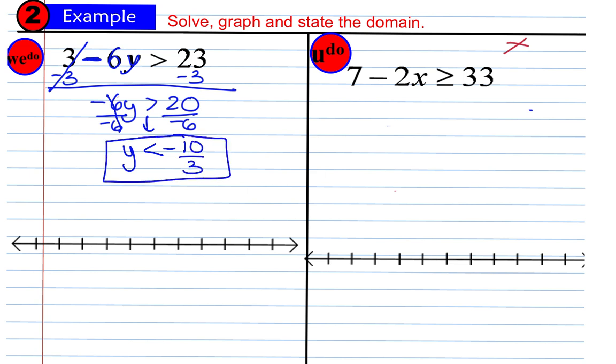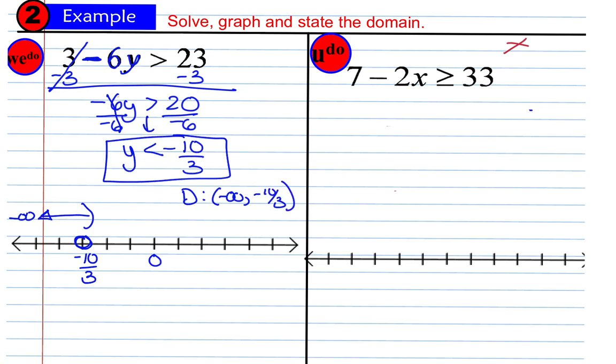So you put 0 here, and we know negative 10 thirds is somewhere over here. And we know it's an open circle, and y is less than. All the numbers that are less than are on the left side, so from negative infinity. So our domain is going to be from negative infinity to negative 10 thirds.